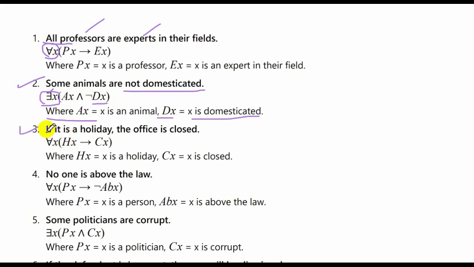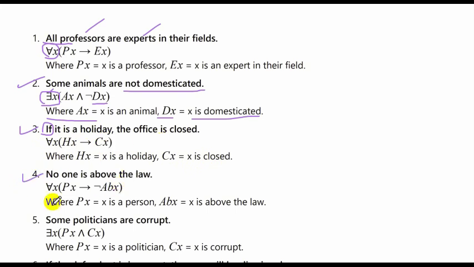Once we have the "if" symbol here, it means it's an implication. So for this kind of sentence, it's very simple. For all x, if x is a holiday, x is closed. So for all x, Hx implies Cx. That is, if there is a holiday, it is implied that the office will be closed.